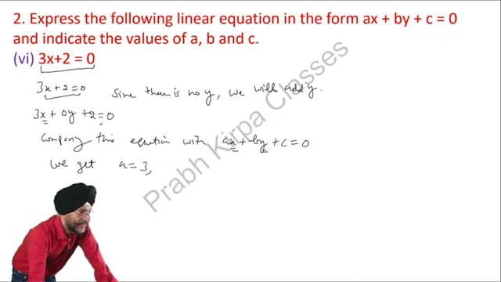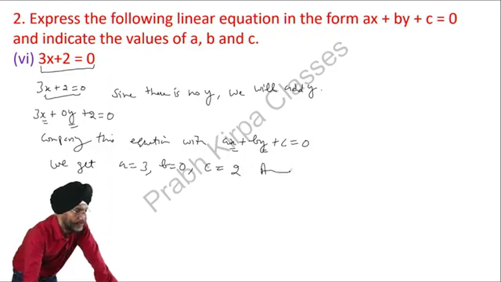Y is here, y is here. What is the value of b? It is 0. And what is the value of c? It is 2. So, this is the answer.